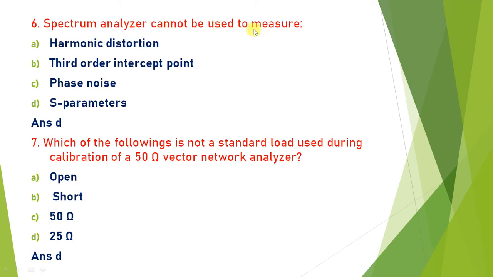A spectrum analyzer cannot be used to measure what? A spectrum analyzer is generally used to measure the frequency response. Harmonic distortion means we have to analyze the frequency response, so this is also related to frequency. Phase noise is also related to frequency, but the S parameter has nothing to do with frequency. So a spectrum analyzer cannot be used to measure the S parameter.